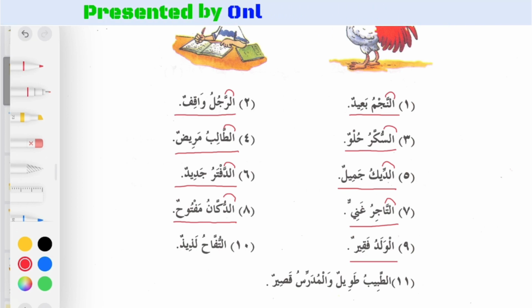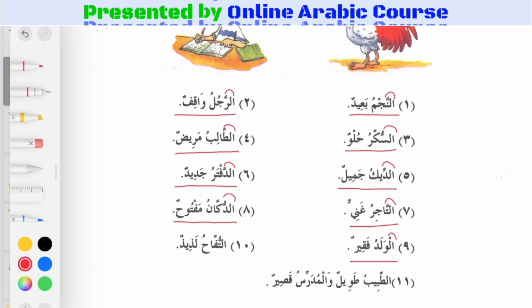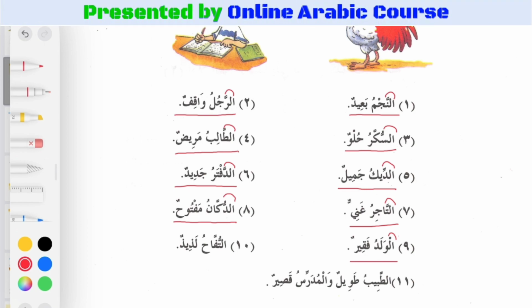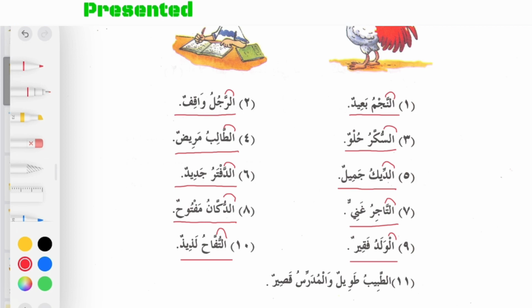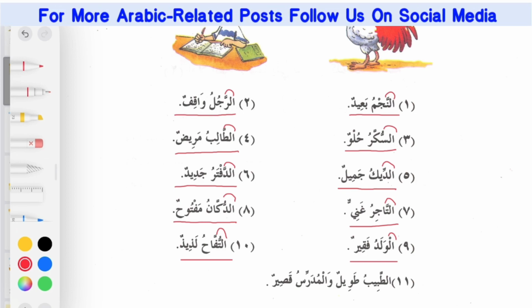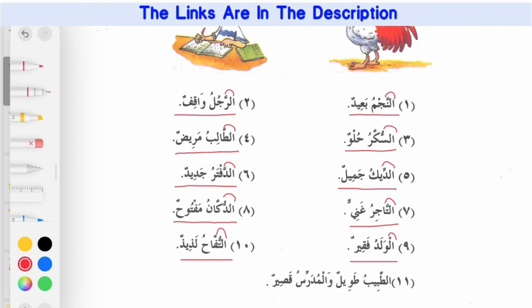Al-waladu faqirun. Here is alif with lam. The boy is poor. At-tuffahu ladhidun. Alif with ta. The apple is tasty, delicious.